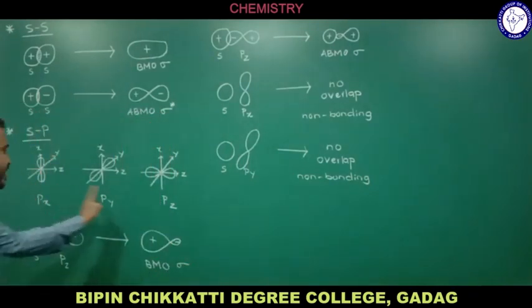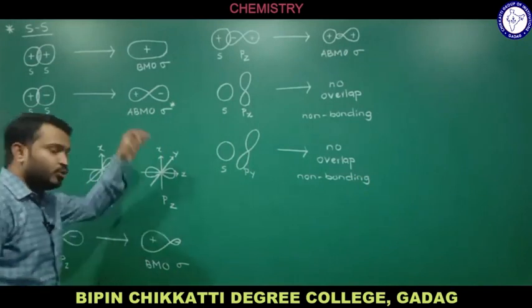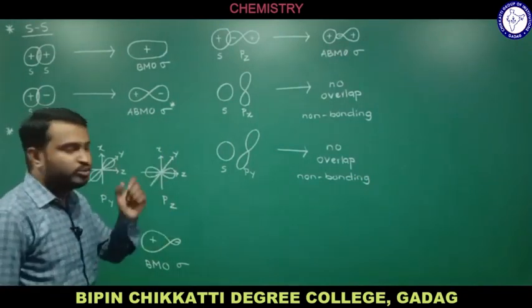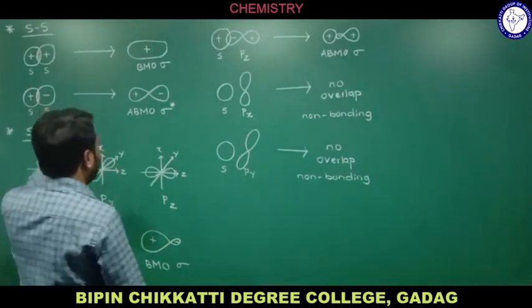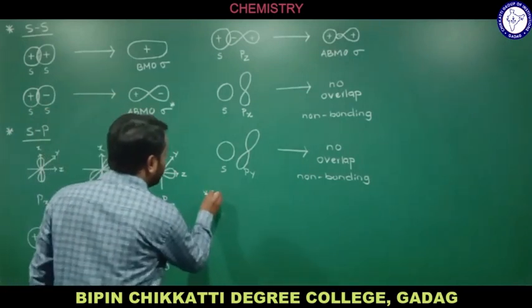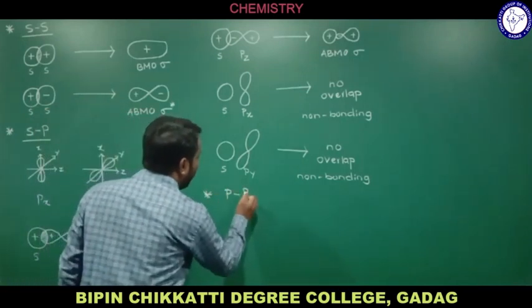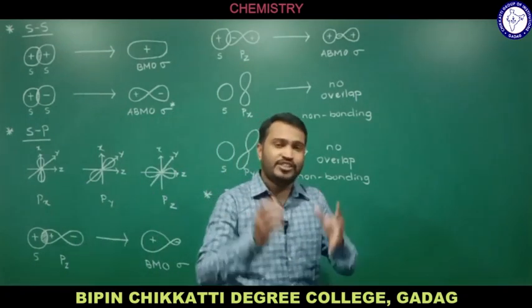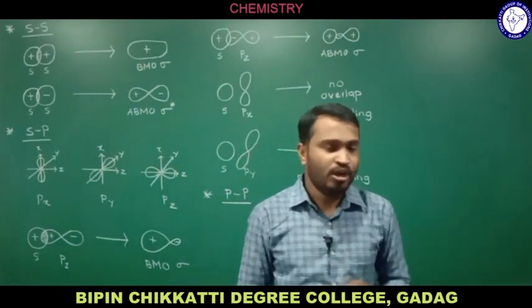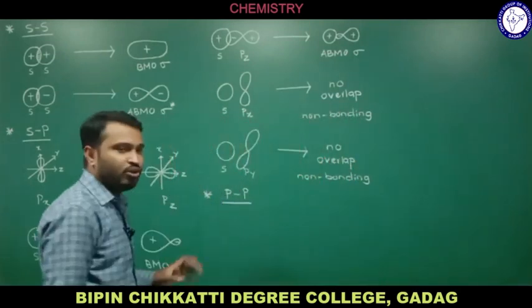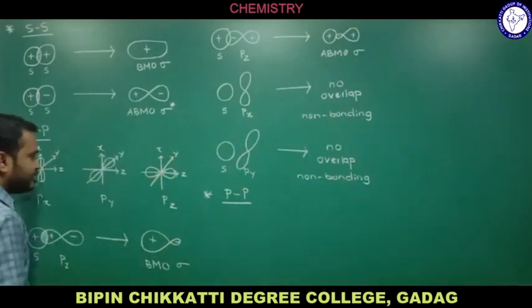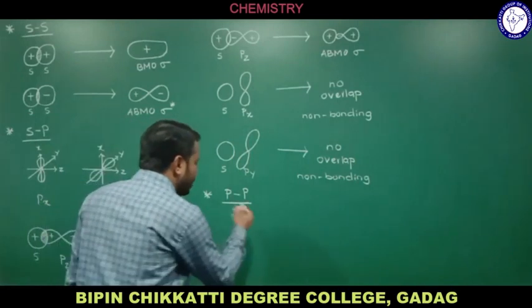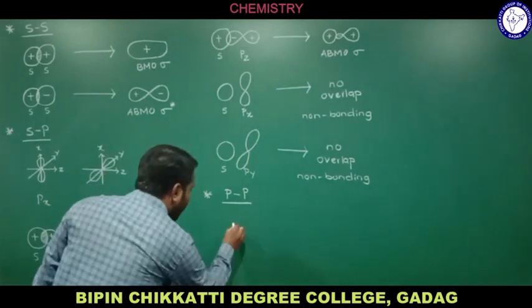This is the reason why I explained px, py, pz, to know better how actually the lobes of a p atomic orbital look like. Now I am going to move with the next one, that is how actually pp atomic orbitals overlap, the combination of atomic orbitals to get the respective molecular orbital. P atomic orbital, as we know the shapes px, py, pz. So now we'll see how actually the atomic orbitals are going to overlap.